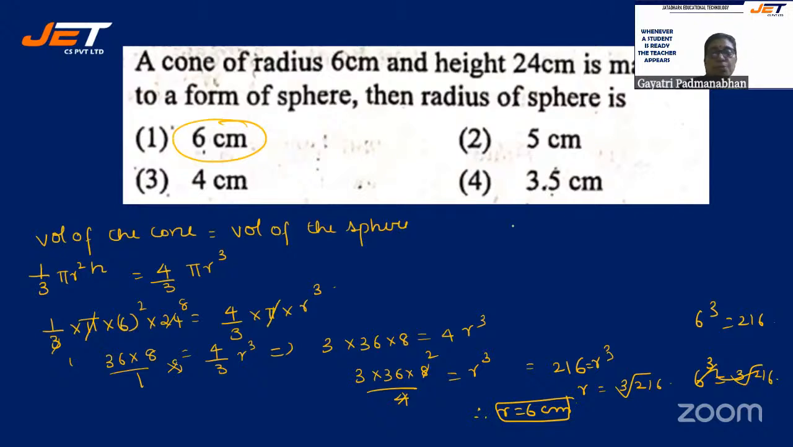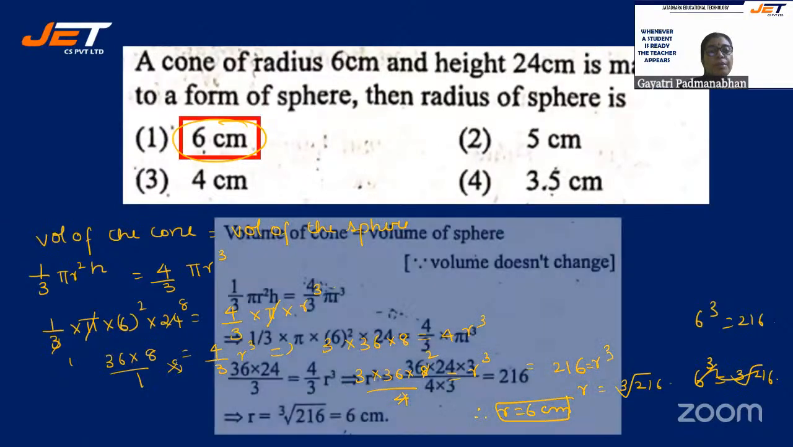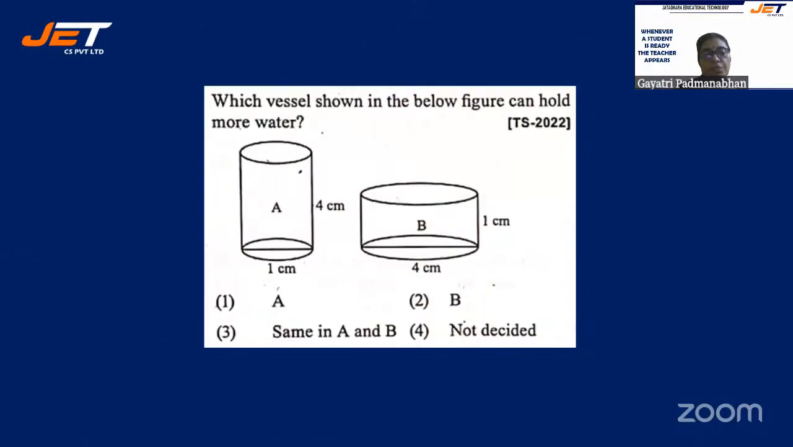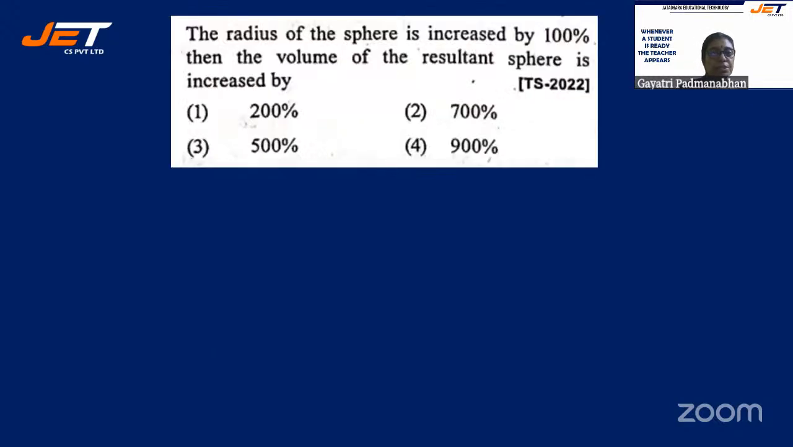All right, students. So hope you have understood. With this, we are moving on to the next question. Which vessel shown in the below figure can hold more water? Here you have A, you have B. Next you have same in A and B, or not decided. Obviously, it would be only B because the surface is more. All right? See the next question.